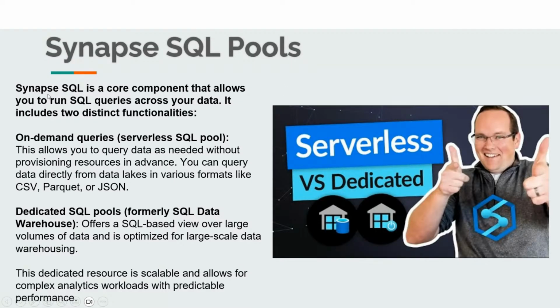All right. So Synapse SQL pools. I'm just going to focus on this. Synapse SQL is a core component that allows you to run SQL queries across your data. It includes two distinct functionalities. So you can do on-demand queries like we talked about. You can query directly into the data lakes or OneLake in various formats like CSV, Parquet, or JSON. Throughout this class, we have worked on trying to query the Parquet file inside of OneLake. This one with these on-demand queries will show you a concrete example of doing that.